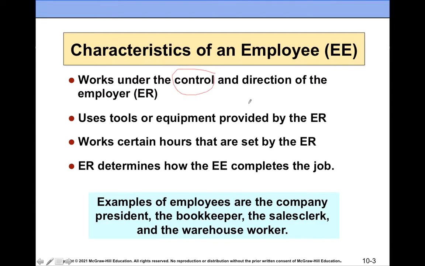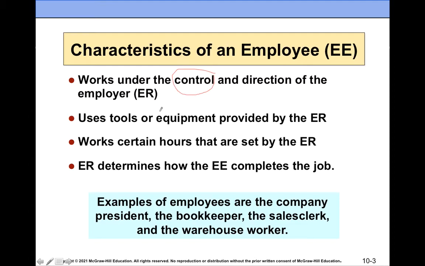If the company has control over the employee, the company can tell the employee how to work, what to do, what uniform to wear, what tools to use. If there is direct supervision, control, that the employer, ER is employer, has, then we have an employee.